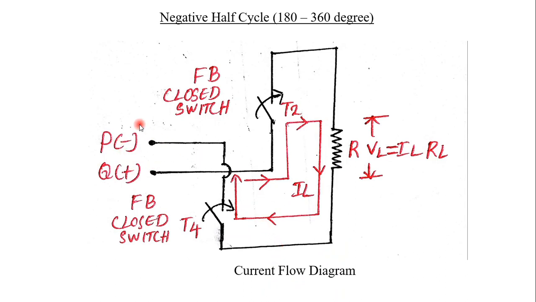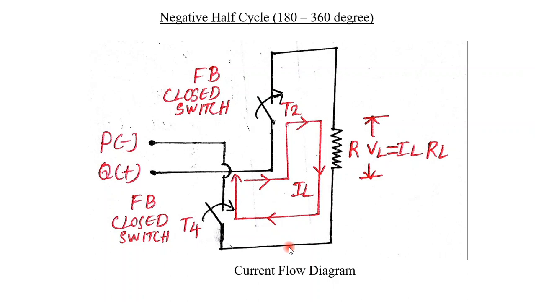Here we have given P2 negative supply and Q2 positive supply. So current flow starts from Q2, through switch T2, then through the load to the T4 switch, because in this negative half cycle T4 and T2 switches are in forward bias, and the current circuit ends at the P terminal. And this is the current flow diagram of the negative half cycle.